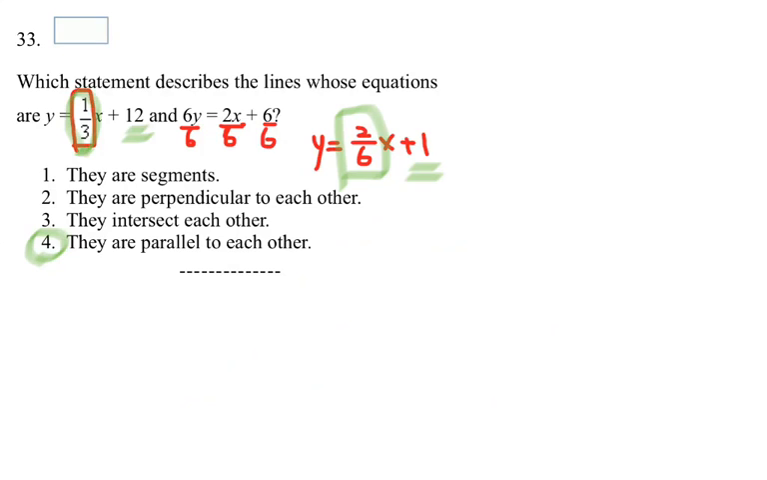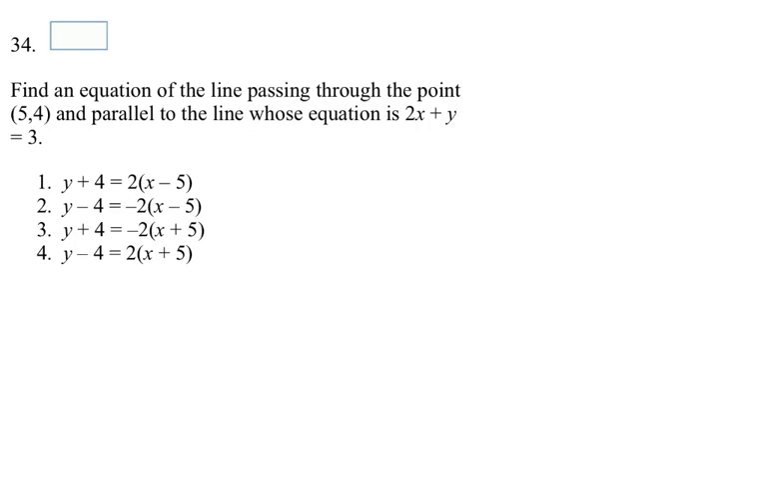Alright, let's look at the next question. Number 34. Find an equation that passes through this point and is parallel. That means we've got to have the same slope. So let's look at it. In order for us to find the slope, let us turn this one into y = format. Then we end up getting y = -2x + 3. Then the slope is negative 2, so we're going to use that slope.